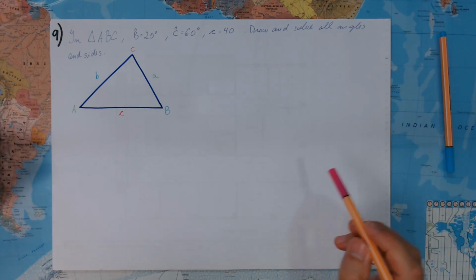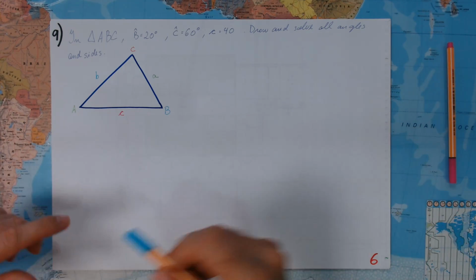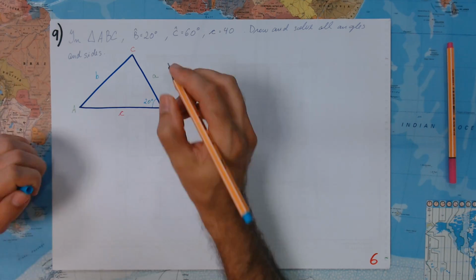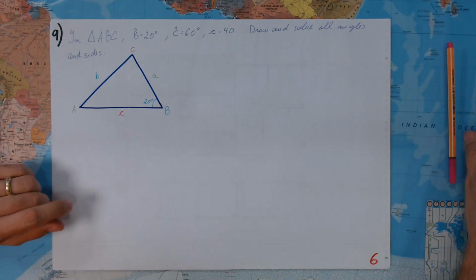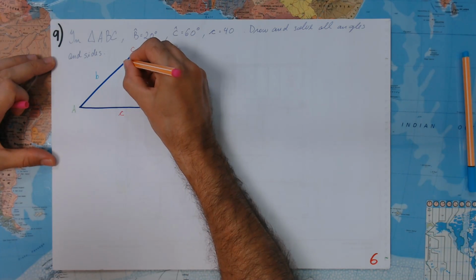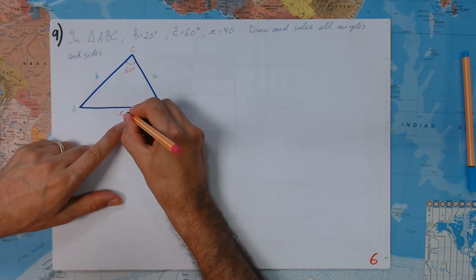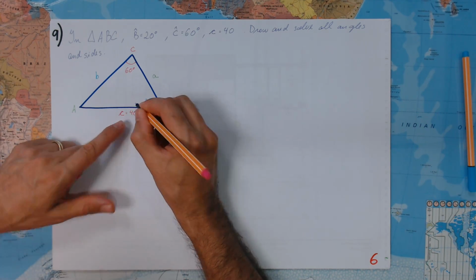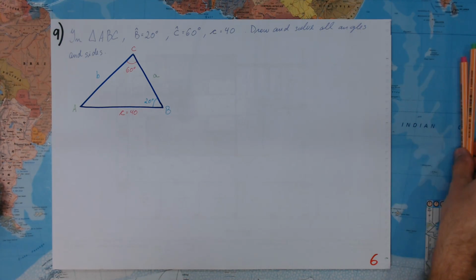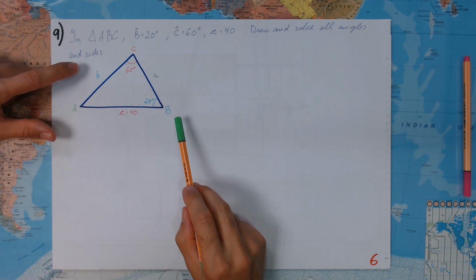Well, let's begin. What do we know? B, it is 20 degrees. So B is blue. So this is 20 degrees. What do we know? We also know that the C angle is 60 degrees. And we also know that its opposite side is just 40. What else do we know? We also know about the green. Do you know anything about the green? About A? No, we just know this.